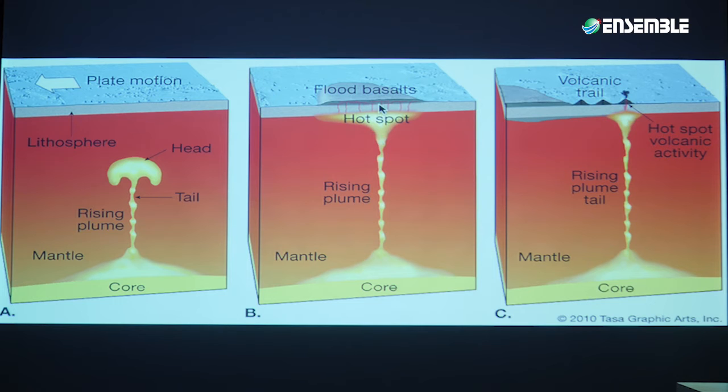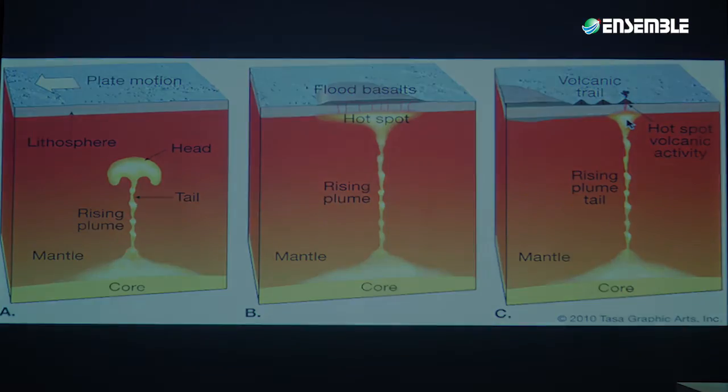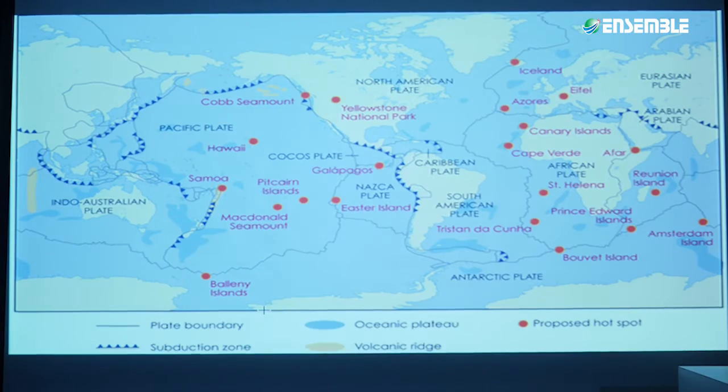And as it comes onto the surface, it is able to spew volcanic activity on the surface. It may also happen that the plume that is rising will leave a trail of volcanic activity, that means one behind the other, behind the other. There are numerous such mantle plumes.